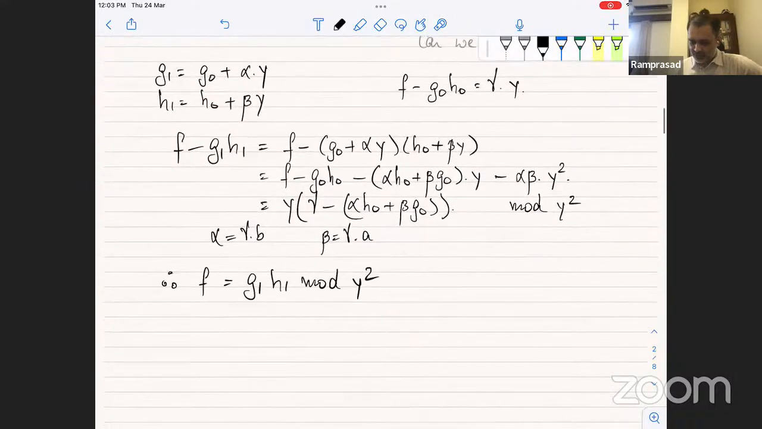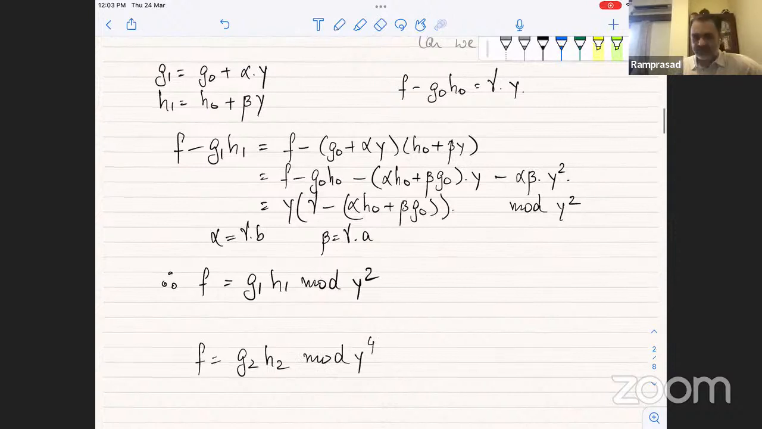Okay, and now I want to ask the following. Suppose I now want to go from, I want to get f equal to g2 h2 mod y squared, mod y power 4. I want to basically run this entire process again. But I need to make sure that whatever properties I had about g0 and h0 earlier, I have those properties about g1 and h1 at this point.